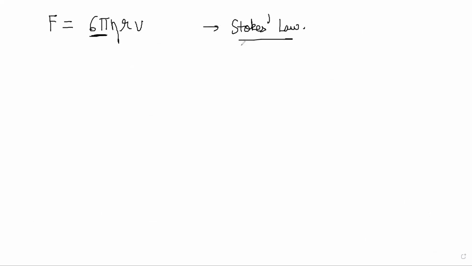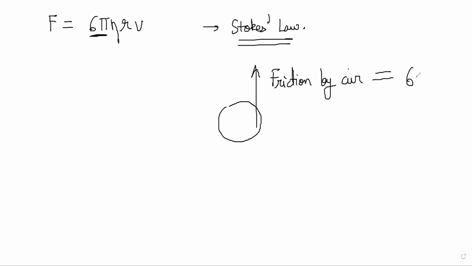Okay. Now, Stokes law is super important because this will help us find out the terminal velocity of a falling body in a fluid. Right. So 6 pi, and what is Stokes law saying? It's saying the frictional force, friction by air, will be dependent on the velocity and radius of the body, right?